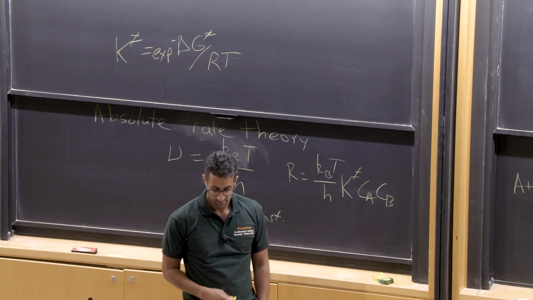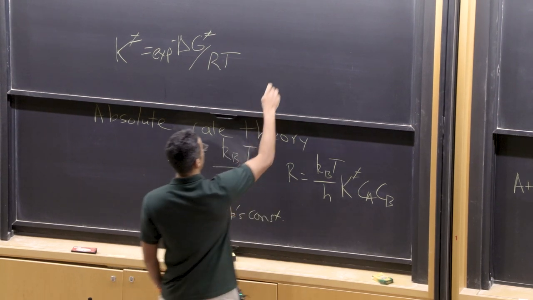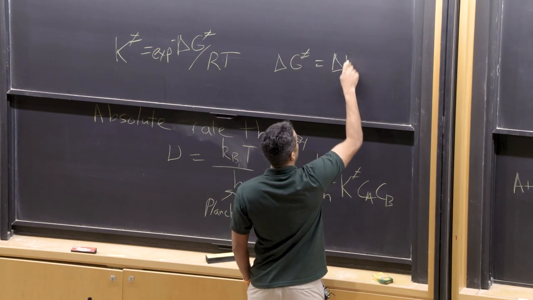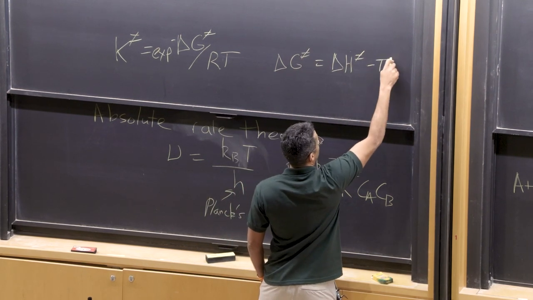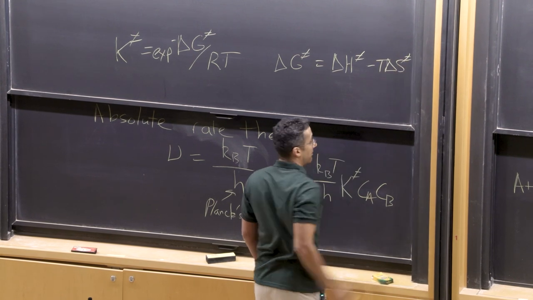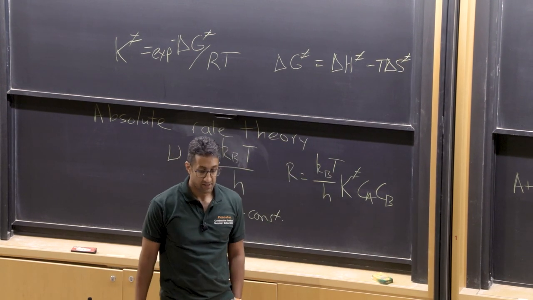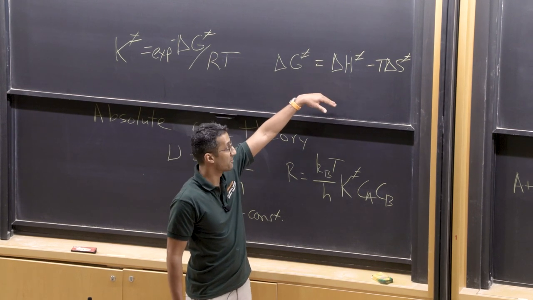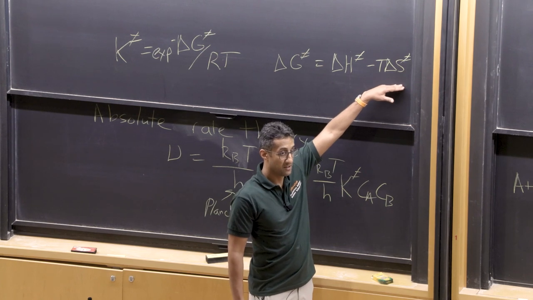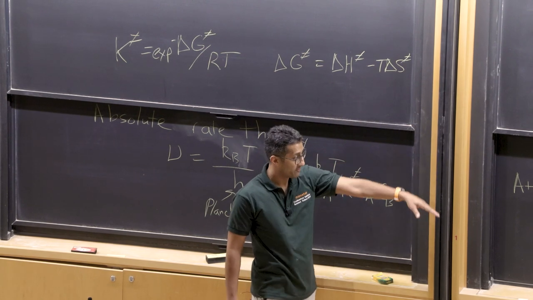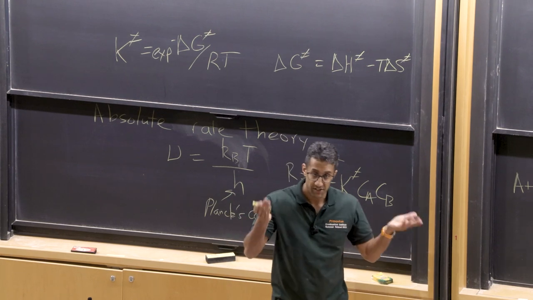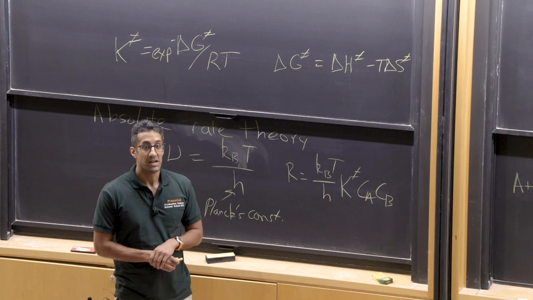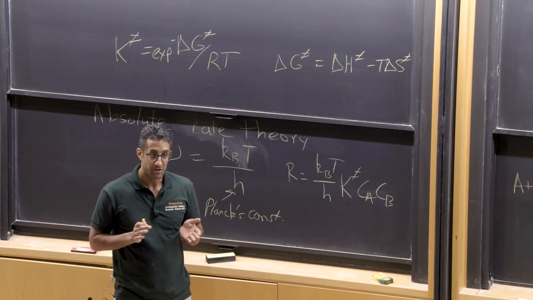And again, delta G, you know this. You can calculate delta G from the entropy and the enthalpy. Delta H here is delta H of reaction for the formation of the transition state. Delta S is the change in entropy for the formation from reactants to the transition state. So how do you get these numbers? Well, you can get them from quantum chemical calculations if you know the electronic structure of the molecule.